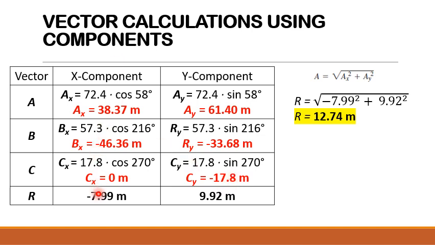Let's sum up all the answers in x components from A to C. That's the answer, negative 7.99 meters. And sum up all the answers in the y components. That's 9.92 meters. To get the resultant value of the entire thing, R equals 7.99 squared. Of course, the square of a negative number is the absolute value of the number. Plus 9.92 squared. Square root of the answer is 12.74 meters. Get the angle by dividing the y component by the x component. 9.92 divided by negative 7.99. The arctangent answer is negative 51.15 degrees.